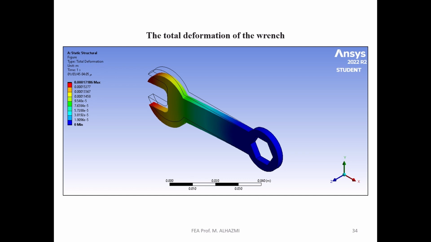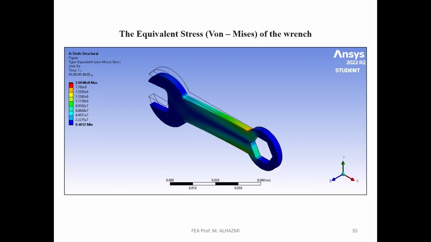Result, deformation. The visual result shows the total deformation of the wrench under the applied pressure and constraints. Equivalent stress. Here we observe the von Mises stress distribution across the wrench. This highlights the regions of maximum stress concentration.